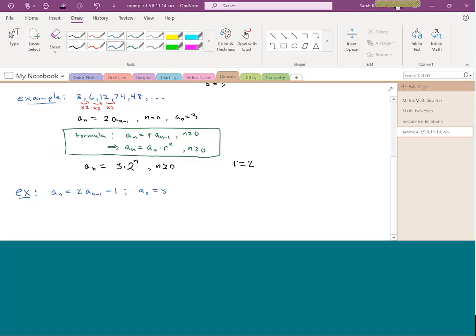So, first of all, let's look at what the actual sequence is. If we write out the sequence, it would start at 5. The next one would be 2 times 5 minus 1, or 9. Next one would be 2 times 9 minus 1. Notice it's 2 times previous minus 1. So that's 18 minus 1, that's 17. Next one is 2 times the previous minus 1. 2 times 17 is 34, so this is 33. And I'm totally going to stop there because I don't want to do the next one, although technically it'd be 65 if we wanted to. So I already said it, I might as well write it.